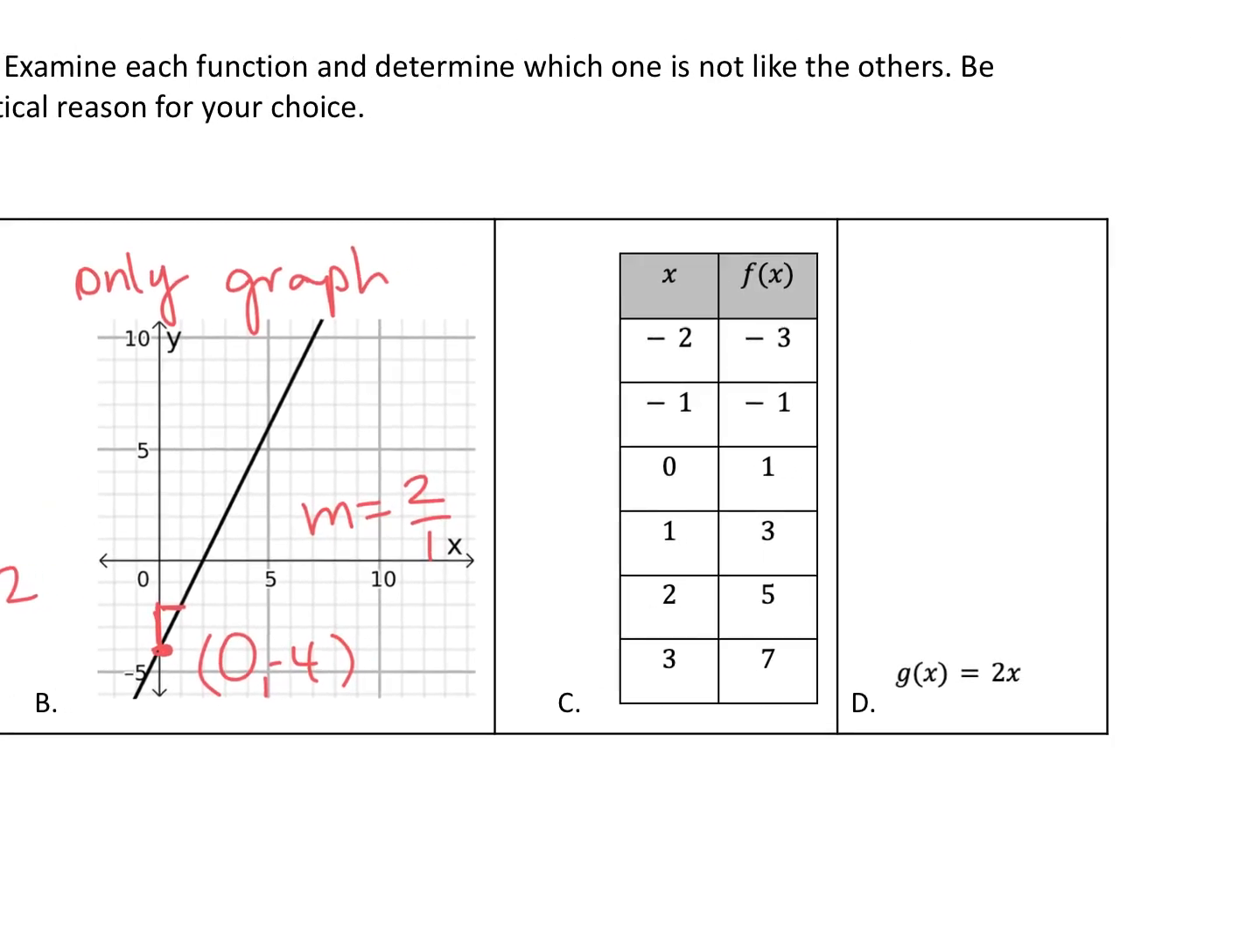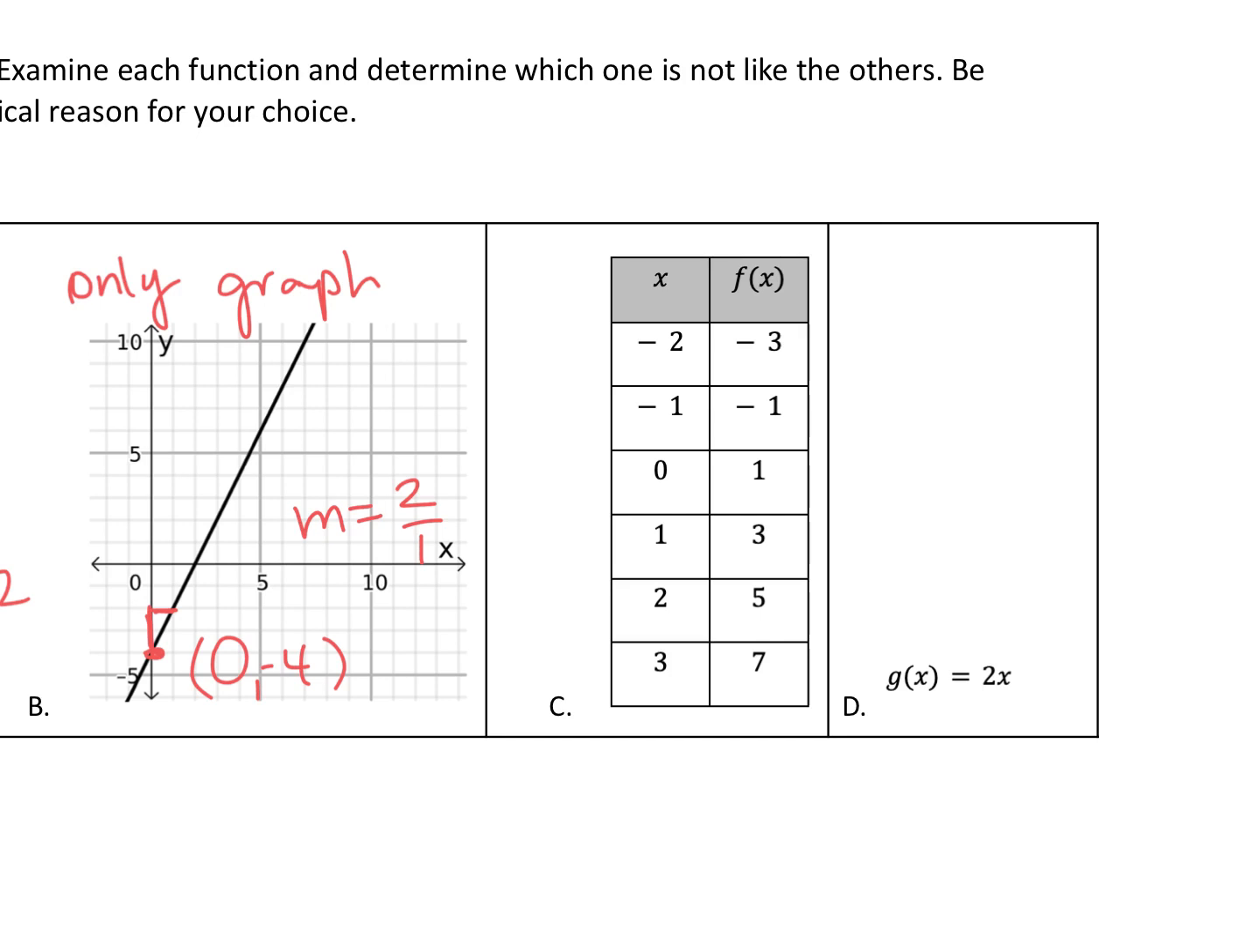Let's look at C. In C, it looks like our y-intercept is right here at +1. So that's kind of important. That's different than the other two. And then let's look at our slope. It looks like we're adding 2 each time, and we're adding 1 for x. So it looks like m is 2/1. So that is the same as the graph, but has a different y-intercept.